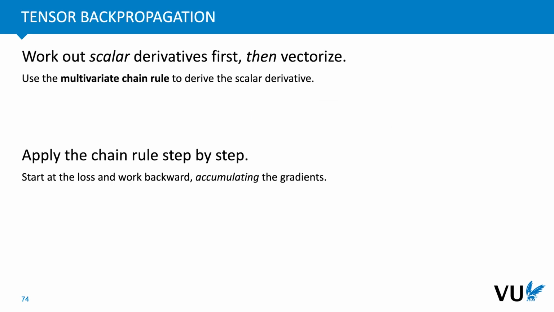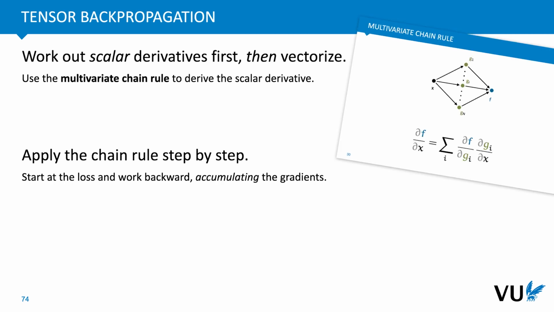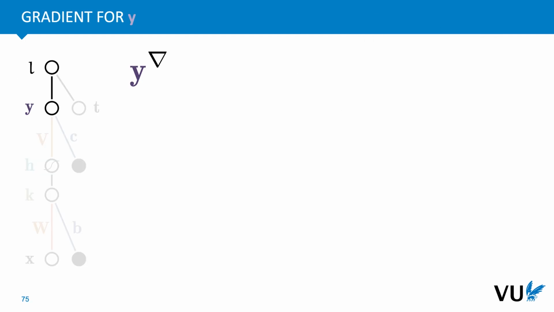So with this notation in our back pocket, we can start to develop a vectorized version of the backpropagation algorithm. The basic recipe is given in these two points. We work out scalar derivatives first on pen and paper, and then we vectorize. And we will do this primarily using the multivariate chain rule. And with the chain rule in hand, we simply start at the top of the network at the loss and work our way backwards, accumulating the gradients. Here's an example of what that looks like for our multi-layer perceptron.